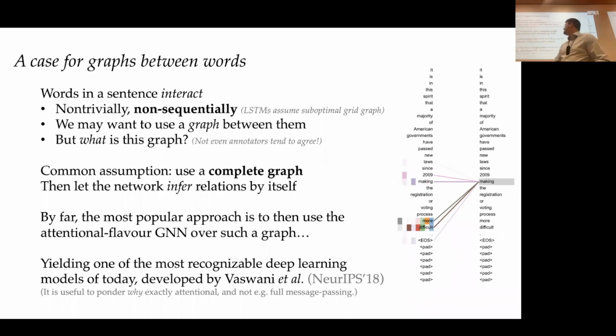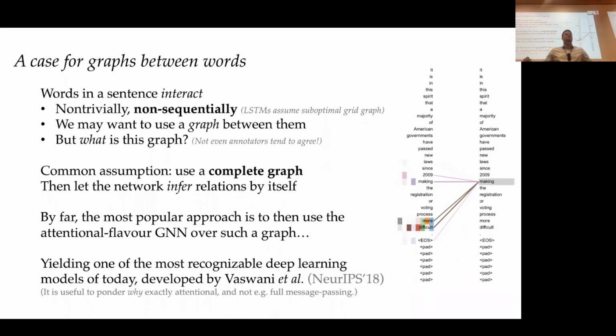And this is actually one reason why you shouldn't use an LSTM for this, because it subtly assumes that there is a linear graph in the problem you have, right? So we might want to use some interesting non-sequential graph between our words, but we don't know what this graph is. What is it, right? In fact, not even human annotators tend to agree what this graph is. And actually, depending on the problem that you're solving, you might find a completely different graph to be most useful, right? The graph best for classifying sentiments of sentences and the graph best for translating from English to German might be completely different. Like the optimal graph might be completely different.